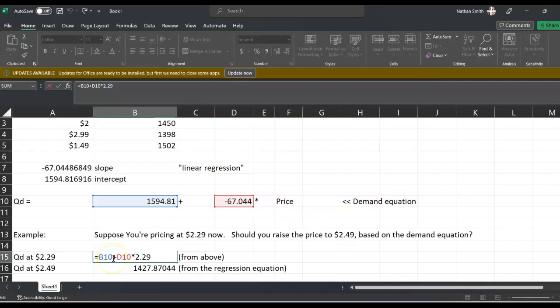So take a look at what you do in Excel. And again, let me show you from scratch. It's going to be the easiest way. You type an equal, okay? And now you're going to follow the format of the demand equation.